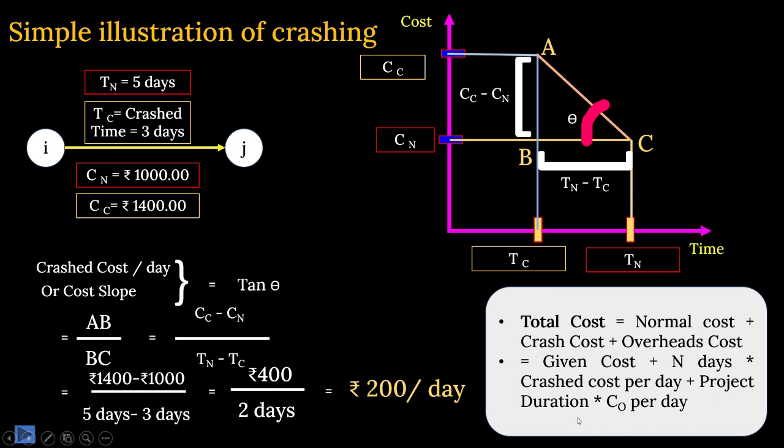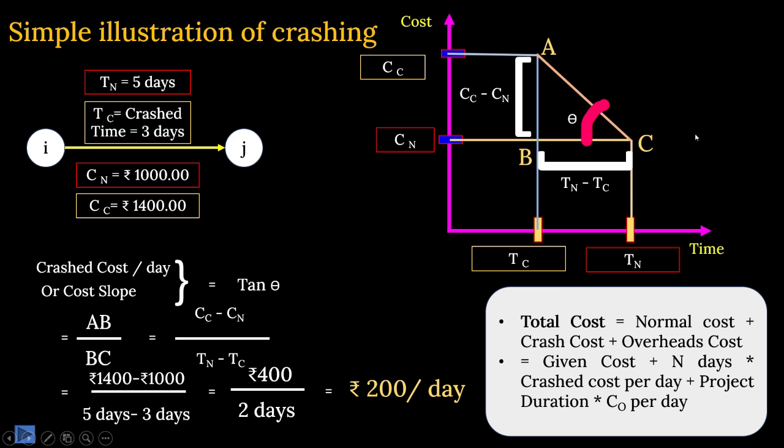Plus the project duration time multiplied by cost per day, the overhead cost per day. Overhead cost will be there. If you are continuing a project for say 5 days, every day there is a cost incurred on the overheads, and that is known as CO. And if you reduce it by 2 days, that cost will be less, because it will decrease according to the decrease of the project duration that we have already mentioned. So these three, whenever you add on, ultimately what you get, that is your total cost.